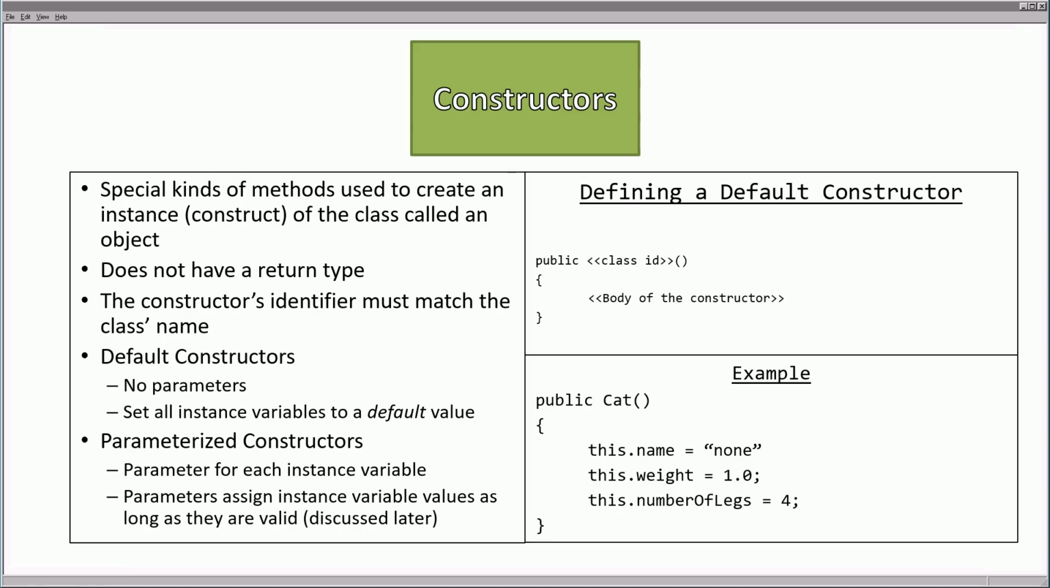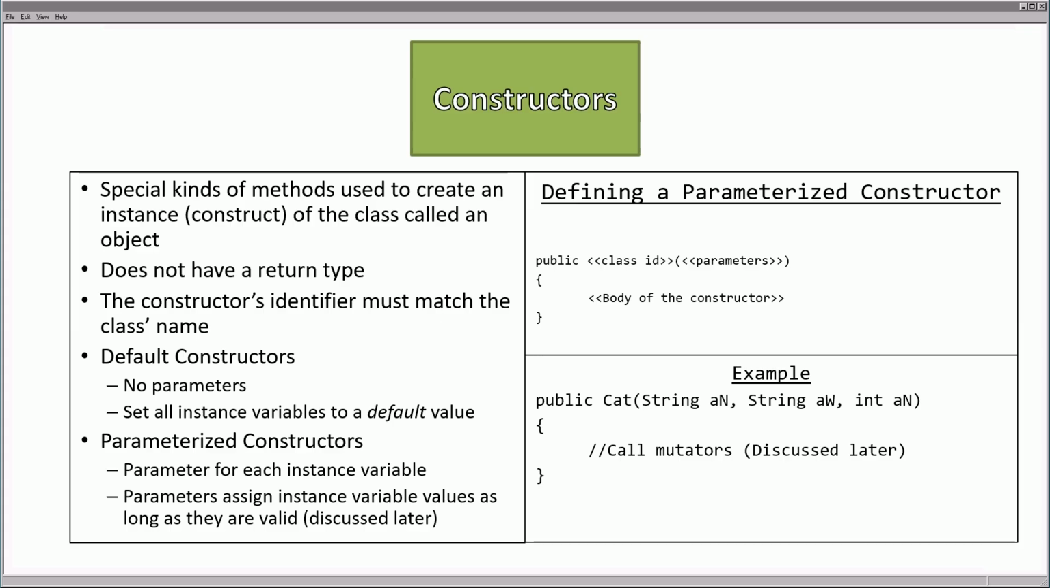Now there are two different versions of constructors that we're really going to talk about. One is called the default constructor and the other one's called a parameterized constructor. Basically, the default constructor takes in no parameters. So this example right here is an example of the default constructor because there are no parameters. The purpose of a default constructor is to set all of the instance variables to some sort of default value.